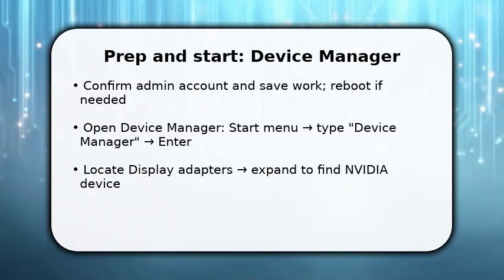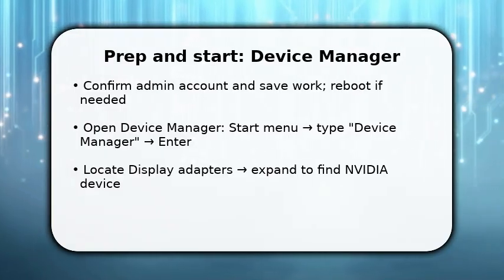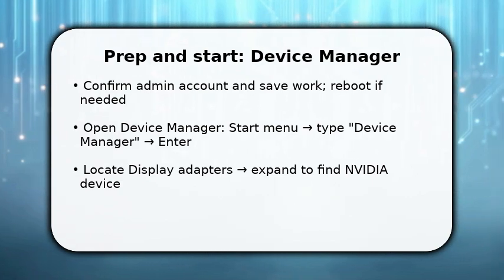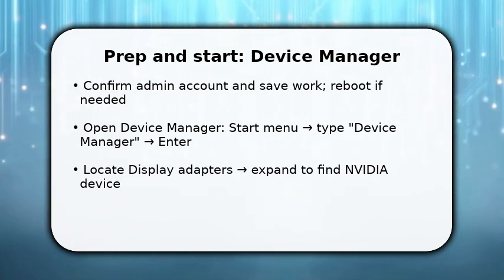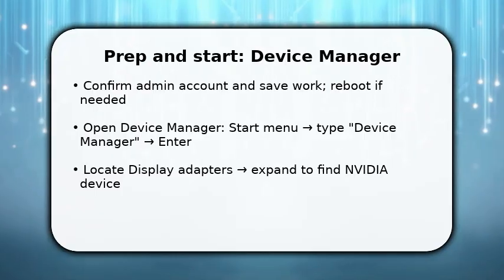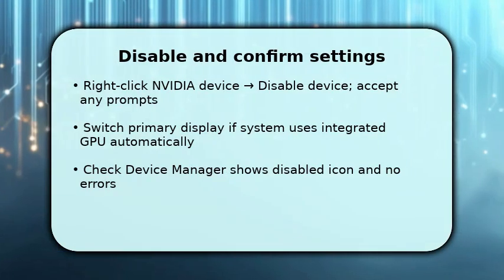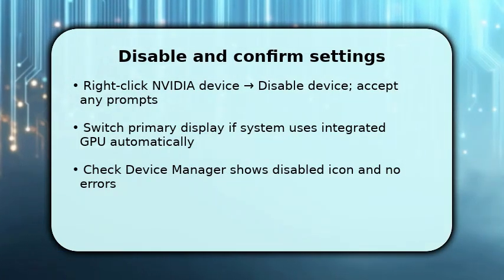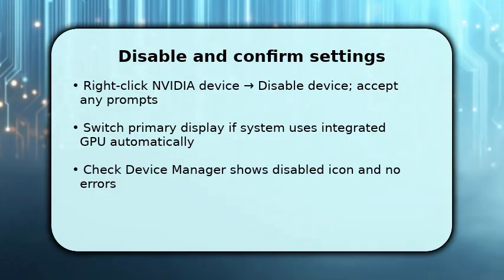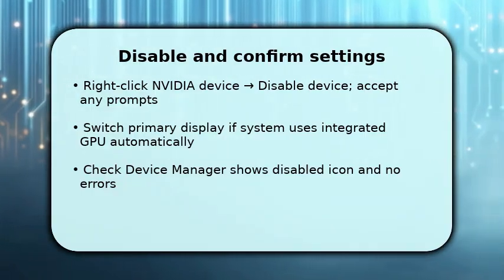Once done, right-click the Nvidia adapter to reveal disabling options and prepare to proceed carefully. This is the first actionable step toward turning it off. You will disable the card via the context menu, choose Disable Device and confirm prompts. This stops Windows from loading its driver.